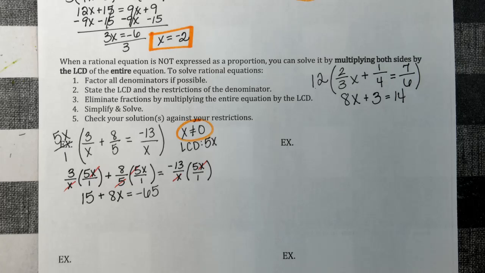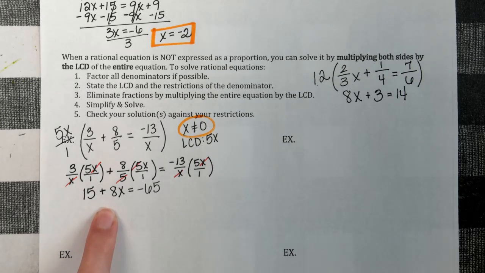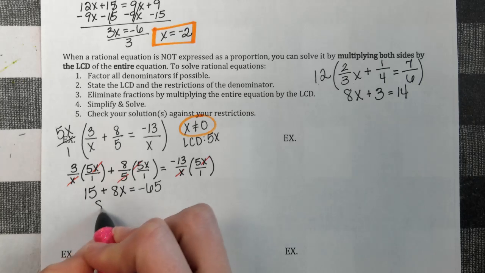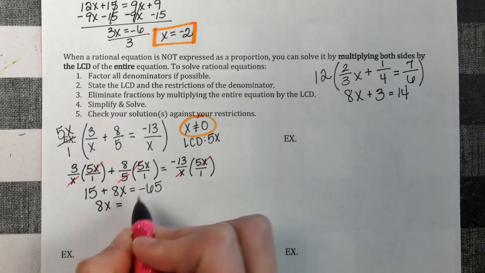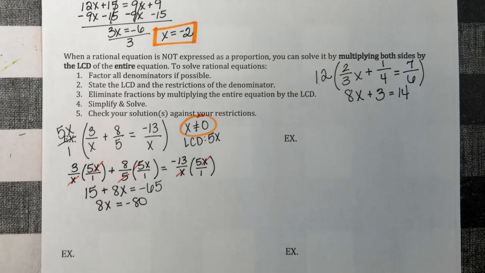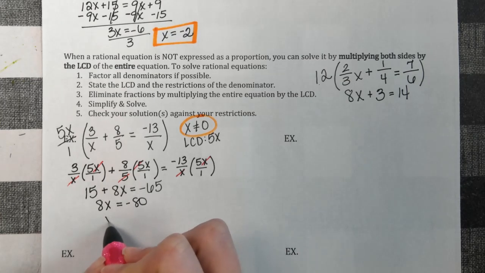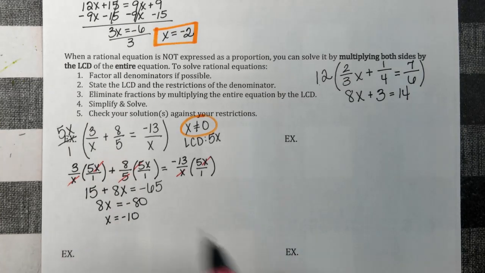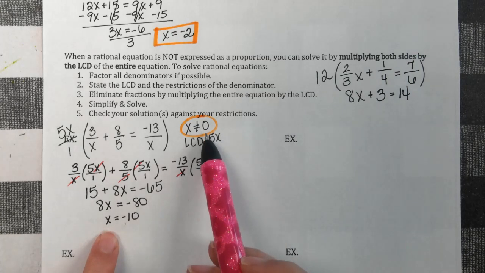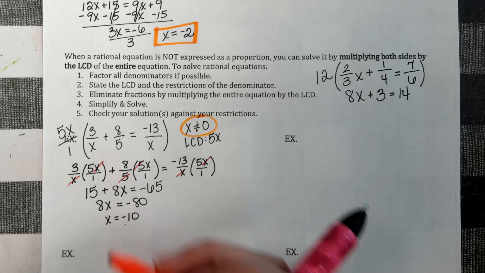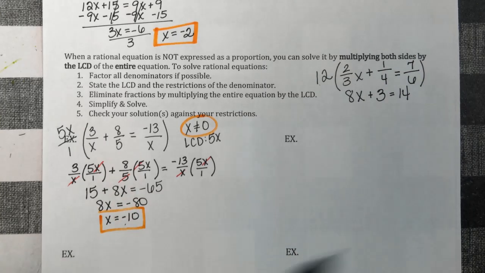Now this is just a two-step equation. Subtract your 15. Negative 65 minus 15 is a negative 80. Divide by 8, and x equals negative 10. Is that a restriction? No, so this is my answer. And you could check it if you wanted to. Do we understand that? Do we have questions or may you re-explain it?